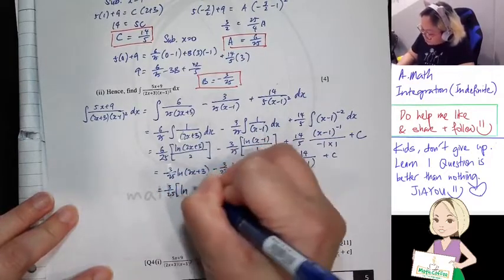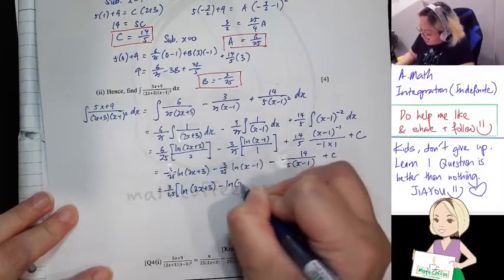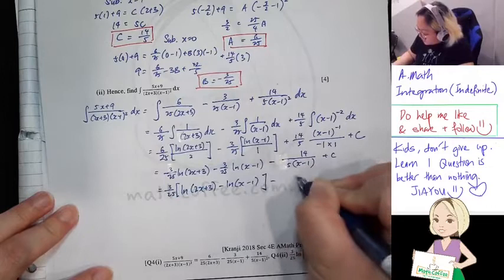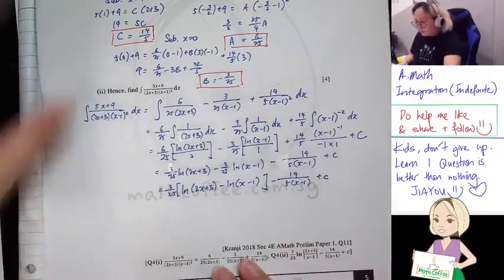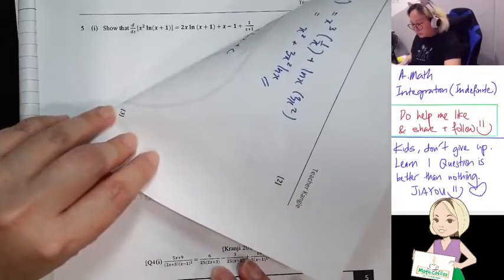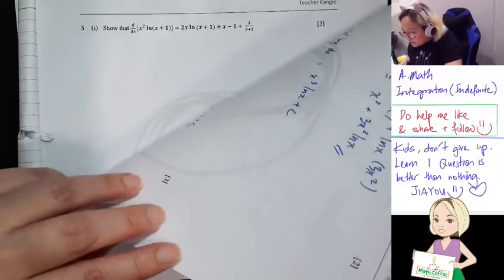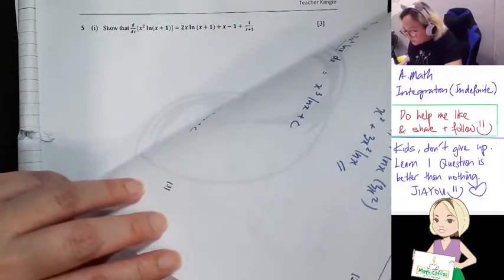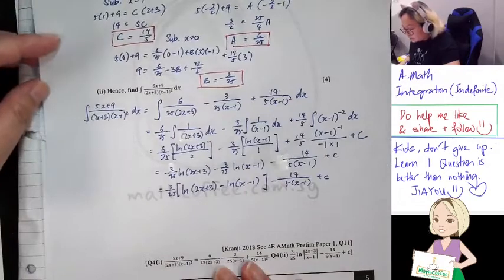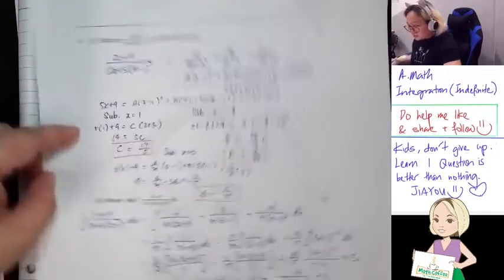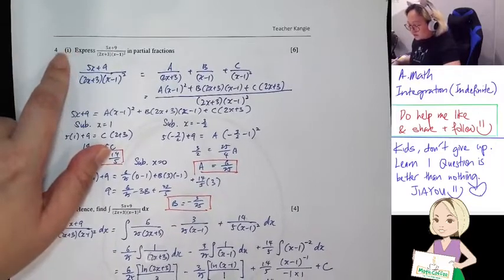I will have ln 2x plus 3 minus ln x minus 1 minus 14 over 5 x minus 1, plus c. Yes, sorry, I missed out the 2 just now. First question, you must rewrite the fraction with the value you found in. Yes, correct. So Ashwin is right.